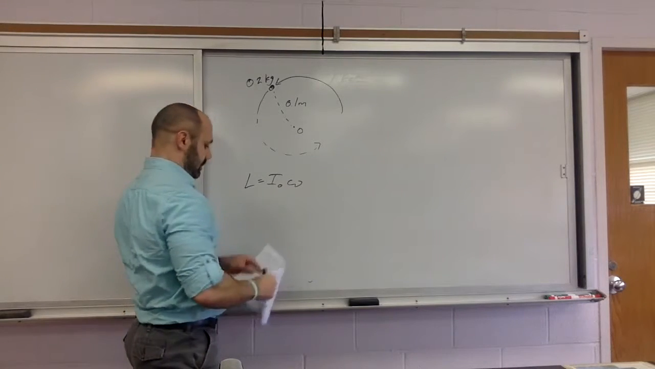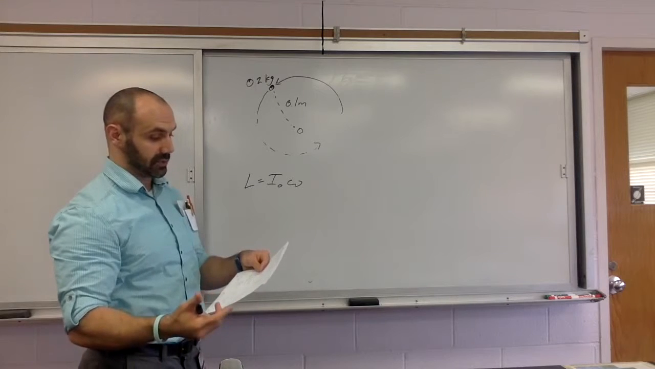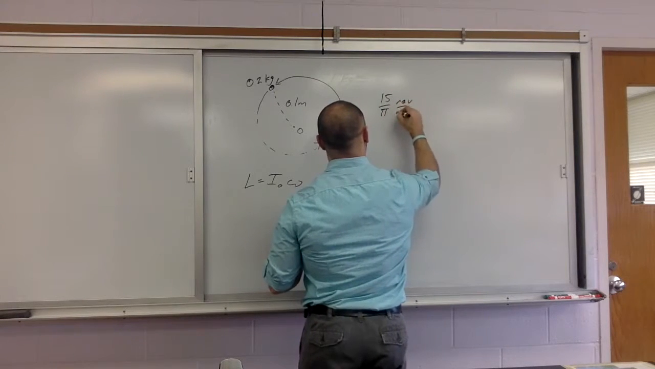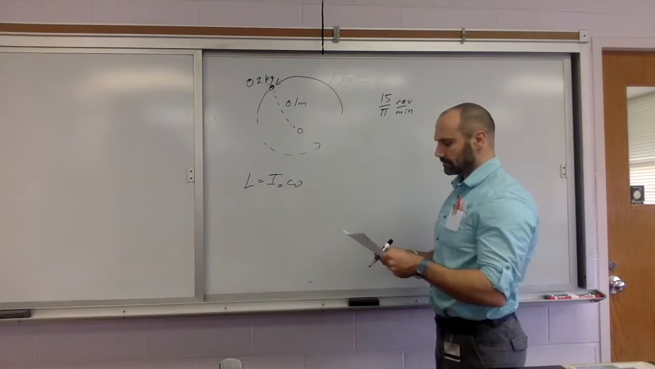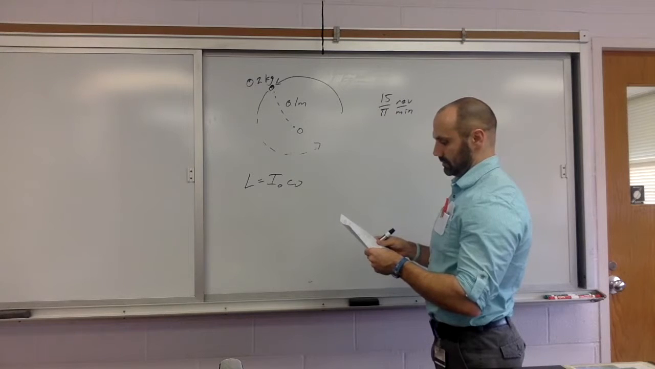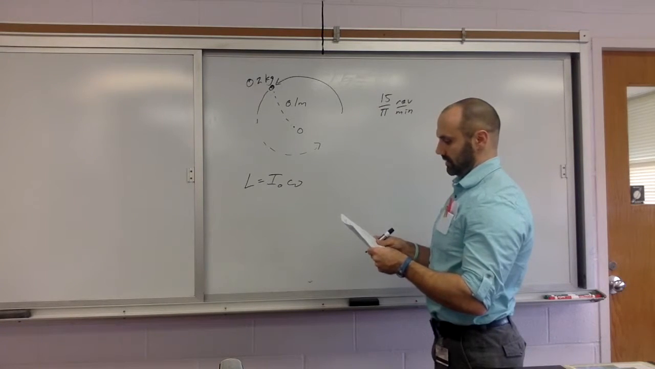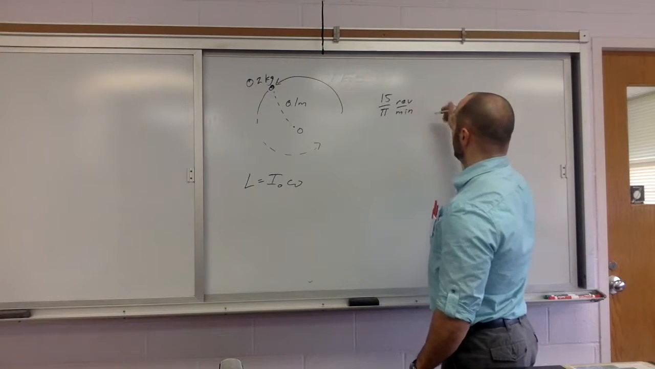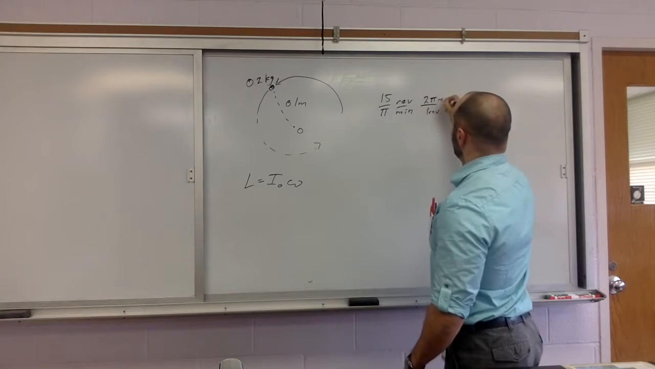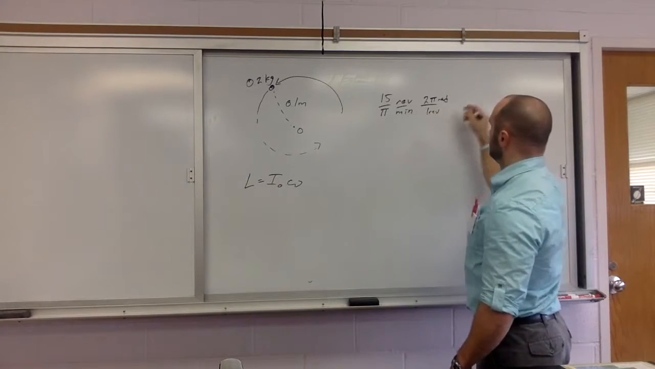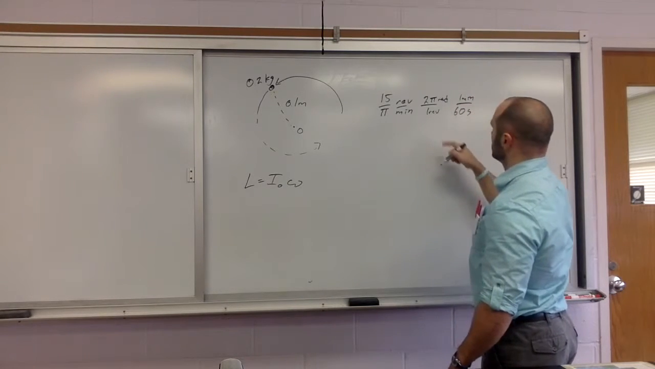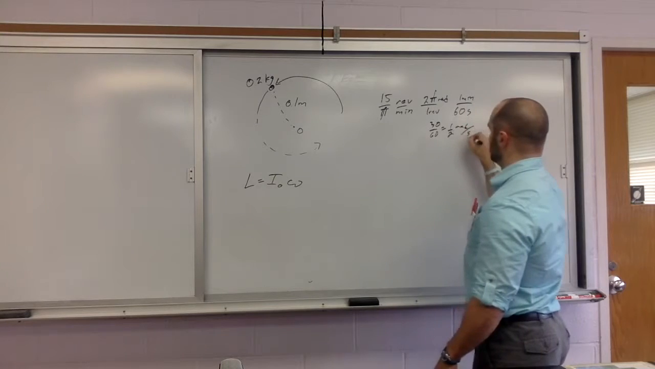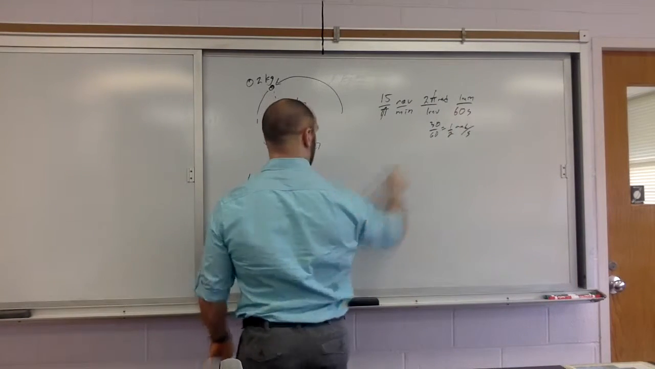So I need to know what omega is, but I don't have omega in radians per second. Instead, I have revolutions per minute. So I need to convert this. 15 over pi revolutions per minute. When you convert that, I believe you get half of a revolution per second. Actually, one revolution is 2 pi radians, and then 1 minute has 60 seconds. So here the pi's cancel out. 15, so this is 30 over 60. So this is half a radian per second. So omega is half a radian per second.